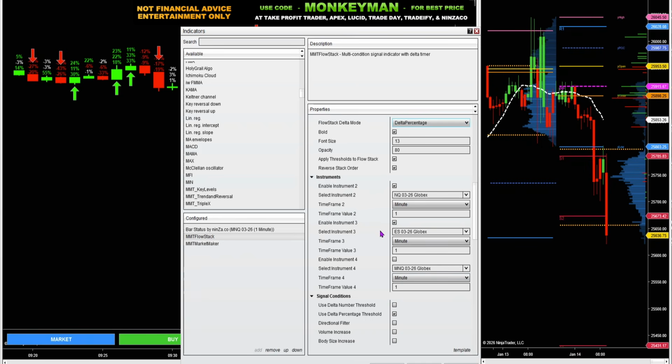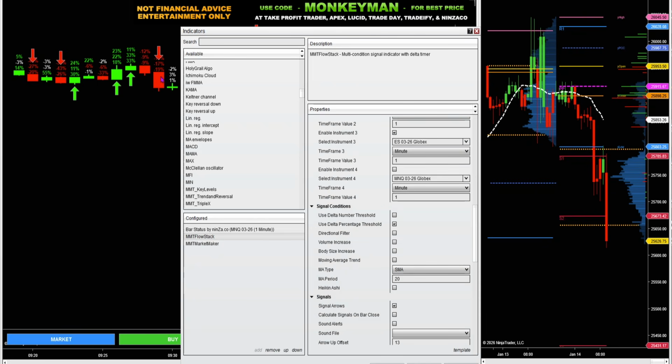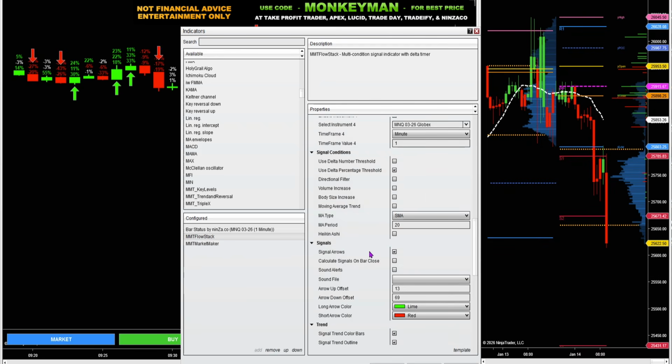So I've got the NQ and the ES 1 minute charts, and then my main chart is a micro NASDAQ 1 minute. For the signal conditions, I'm only using the delta percentage threshold. So when all three are in alignment, either to the upside or the downside, we get these signal arrows, which I have checked on.